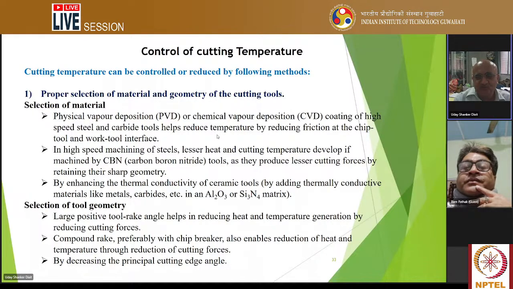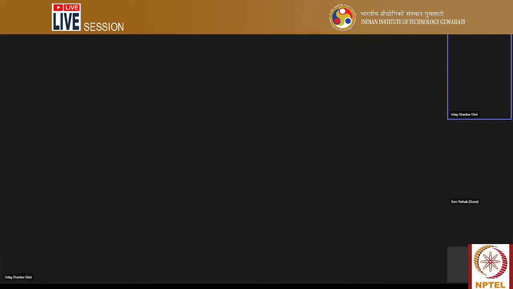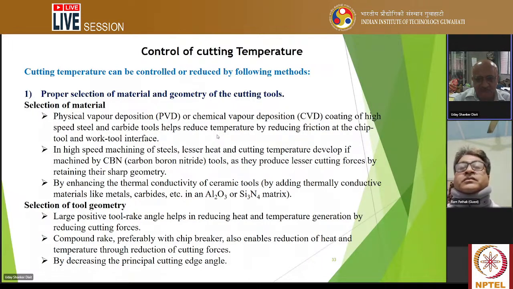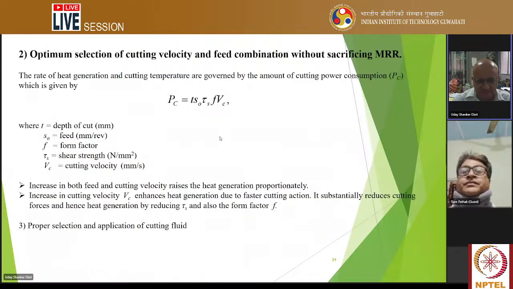By enhancing the thermal conductivity of ceramic tools, as I was telling, the thermal conductivity should be very high so that heat dissipates and doesn't concentrate on the top. So we can add to that ceramic tool materials like metals and carbides in an Al2O3 or Si3N4 matrix. And the tool geometry also, of course, is very important.